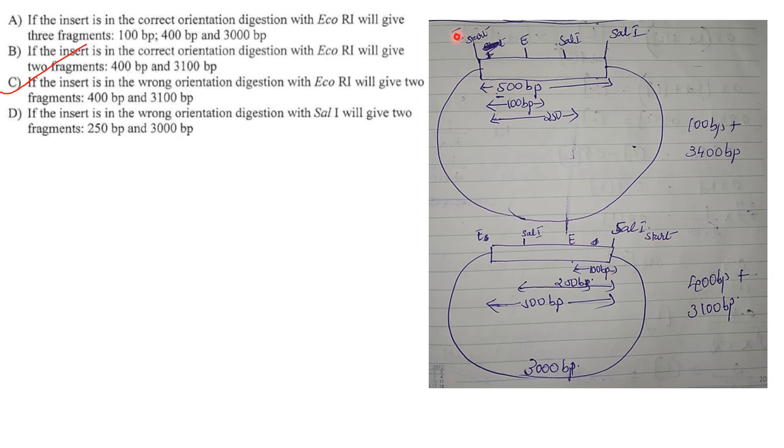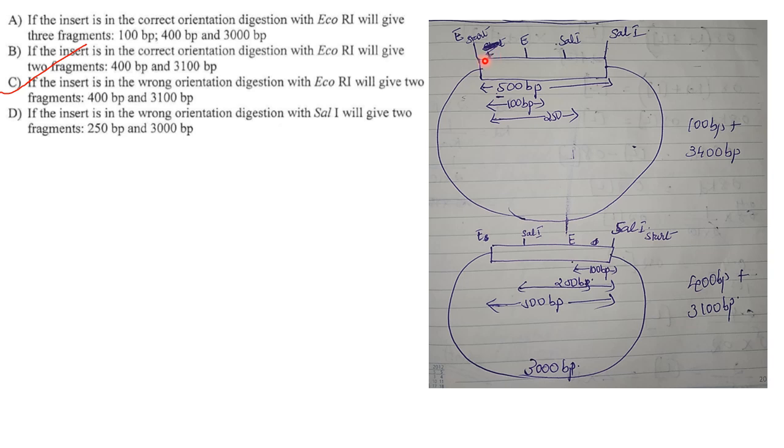So this is the EcoR1 of the vector. This is the EcoR1 inside your gene of interest. This is SalI in your gene of interest and this is SalI of the vector. Now the whole sequence of this particular gene is 500 base pair. Now what they have told is, if the insert is in correct orientation, digestion with EcoR1 will give you 3 fragments. No, you will get only 2 fragments, because after digestion with EcoR1, this sequence will be removed. This will be 100 base pair.